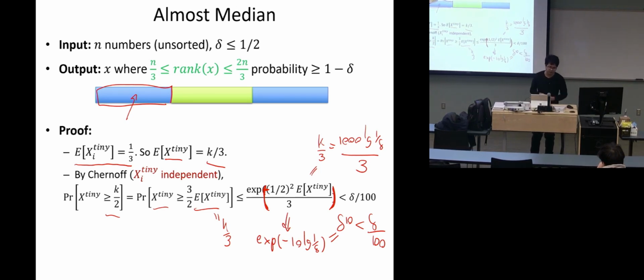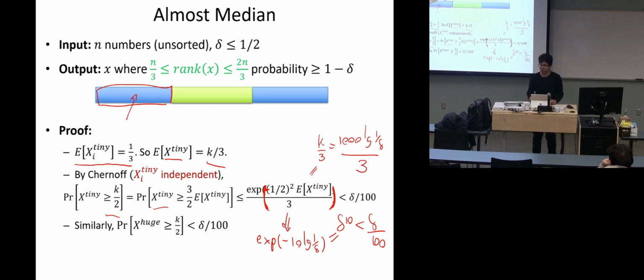So now we have that the probability that x tiny is much bigger than the expectation is so tiny. You're going to get the same conclusion for x huge. So both of them are more than k over 2 with probability less than delta over 100. So now we are done by union bound. The algorithm is going to be wrong with probability like delta over 50. Okay, question?